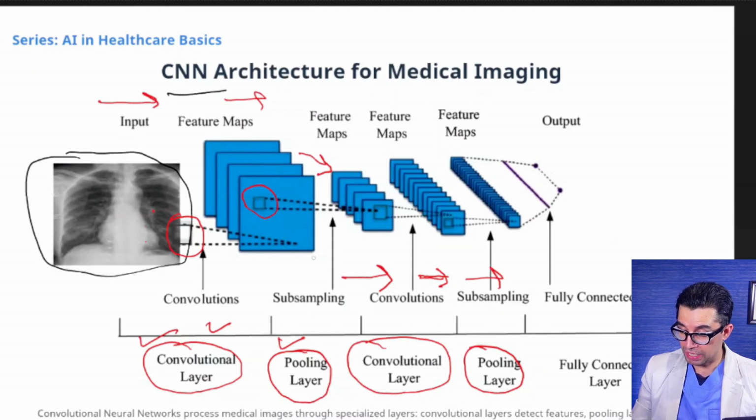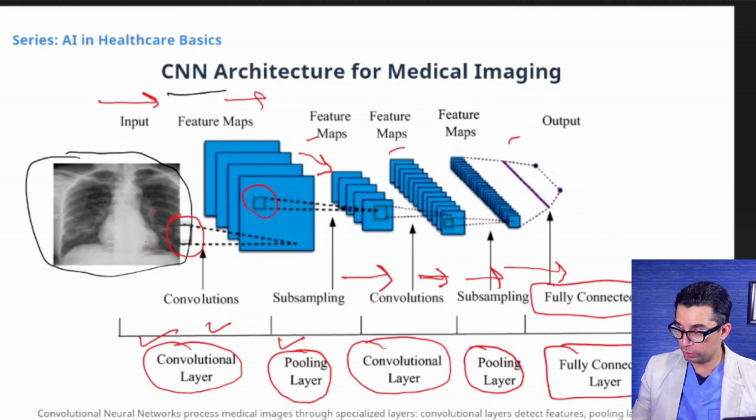Now, if you have fewer layers, then you will have less complex detections. If you have many layers, you will be able to pick out more complex medical patterns. And finally, at the end is something called the fully connected layer. The fully connected layer combines all the detected features to make the final diagnostic decision, such as identifying, let's say, pneumonia, nodules, anything else. So this is the basic mechanism by which it works.